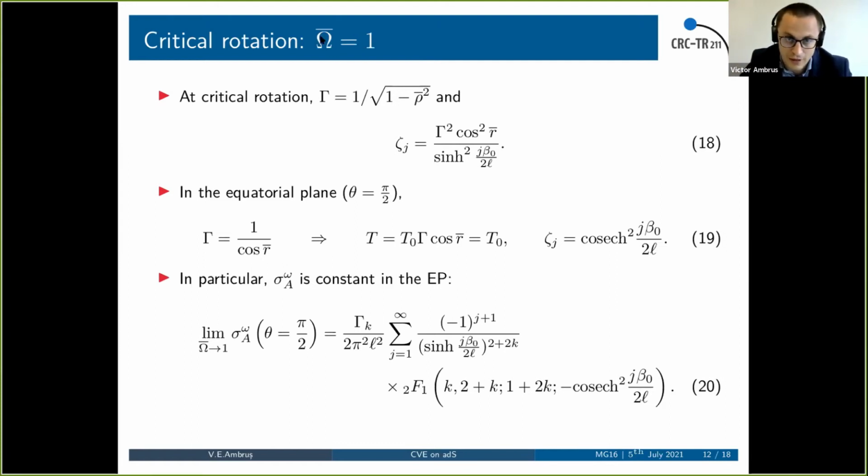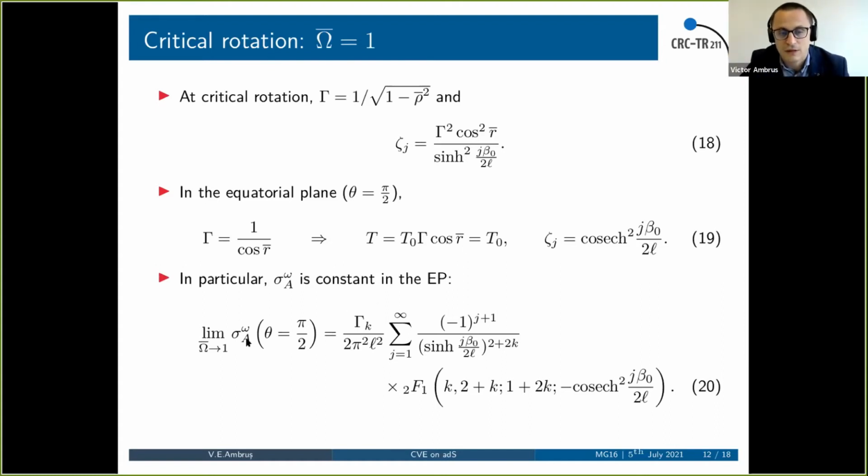So here the rotation parameter times the curvature radius L has the value 1. In this case, if we go to the equatorial plane, where theta is equal to pi by 2, we notice that the temperature actually will be constant. So we'll have the same value throughout this equatorial plane.